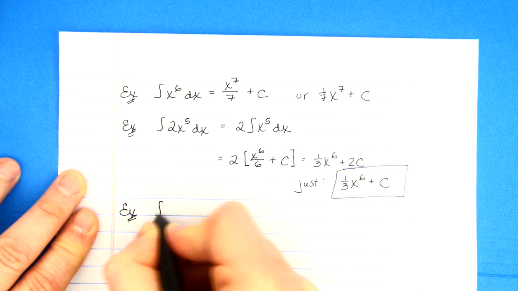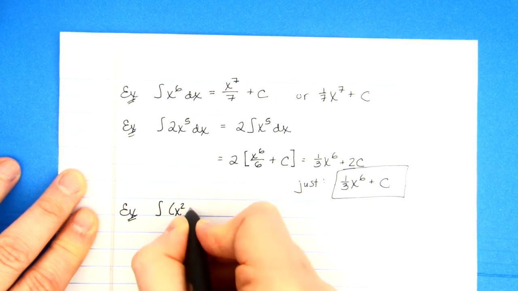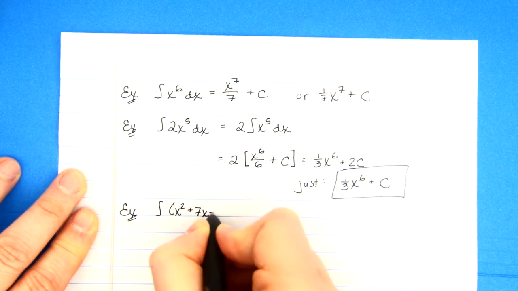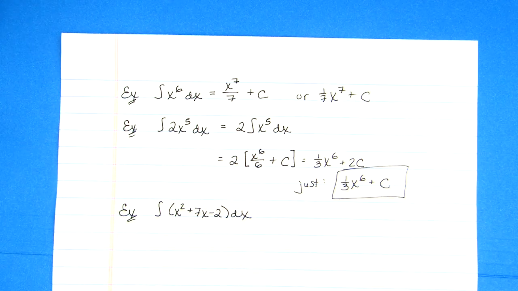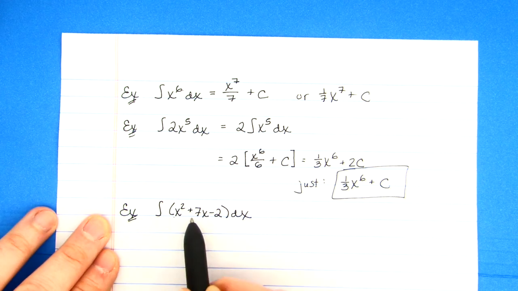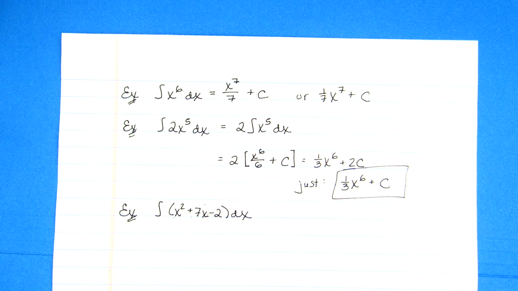Let's see what we can do with the integral of x squared plus 7x minus 2 dx. We're going to use our sum and difference rule, which says we're going to do the integral of this, we're going to do the integral of this, we're going to do the integral of that. And when we're done, we'll stick a plus c at the end. Take a moment and see what you can do.